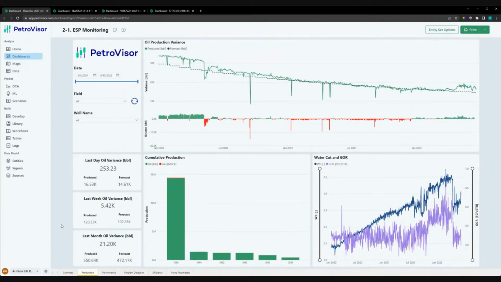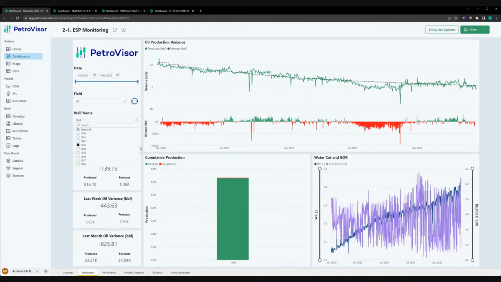So I want to look at factors like the production. So connecting to your production accounting system, connecting to your SCADA system. PetroVisor connects to all of these data points to bring together, aggregate and consolidate that data, and we run advanced analytics on top of that. What we see here is just the general production for that well, and I'm going to select number 43 as I was looking at the whole field there.